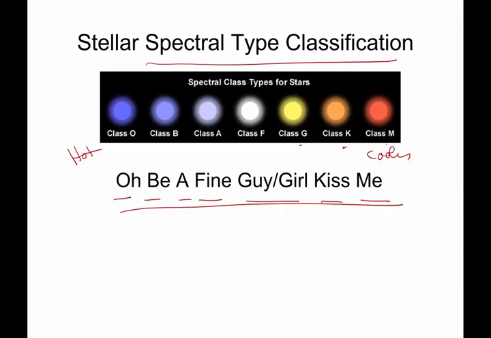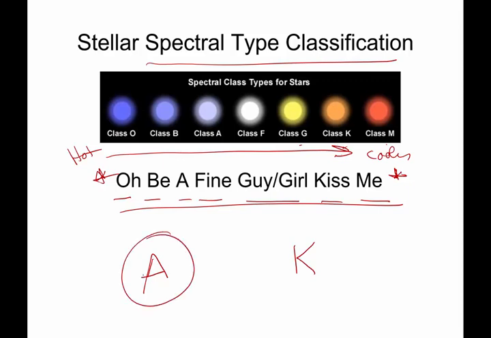So "Oh, be a fine guy, kiss me" is the little device to help keep track of the order of these stars. And you need to know this. This is definitely fair game on any sort of quiz or test. I might ask you something like, I have an A star and a K star. Which one is hotter? Well, the A star is hotter, and the K stars down here are cooler.